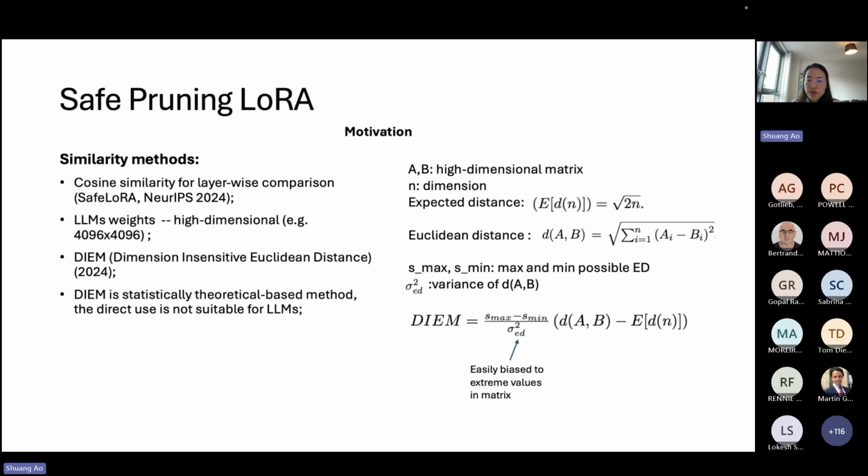The first one is in this variance, because it can be easily biased toward the extreme values in the matrix. And in a large language model, each layer's weight can sometimes have very extreme values. Another one is the expected distance, because this work assumed that all the data is distributed in a Gaussian way. But in our model, the weight is actually not like this. So this is the modification we make.